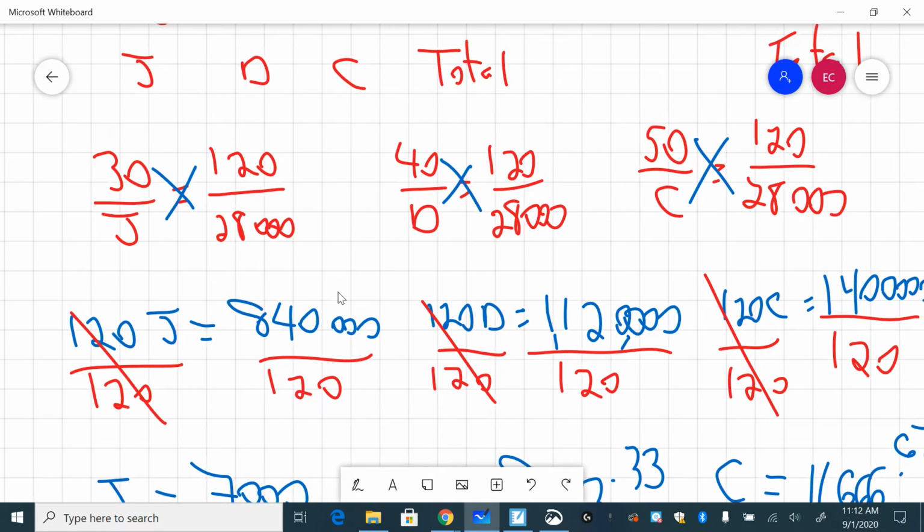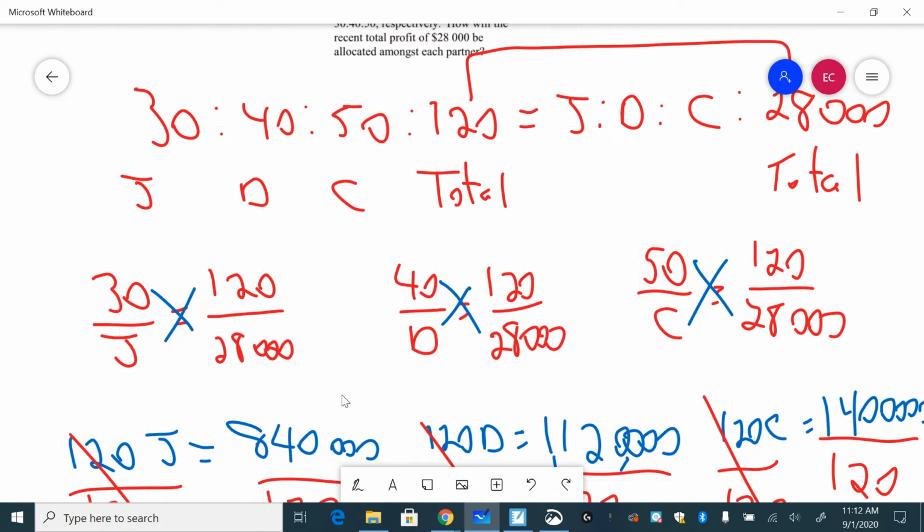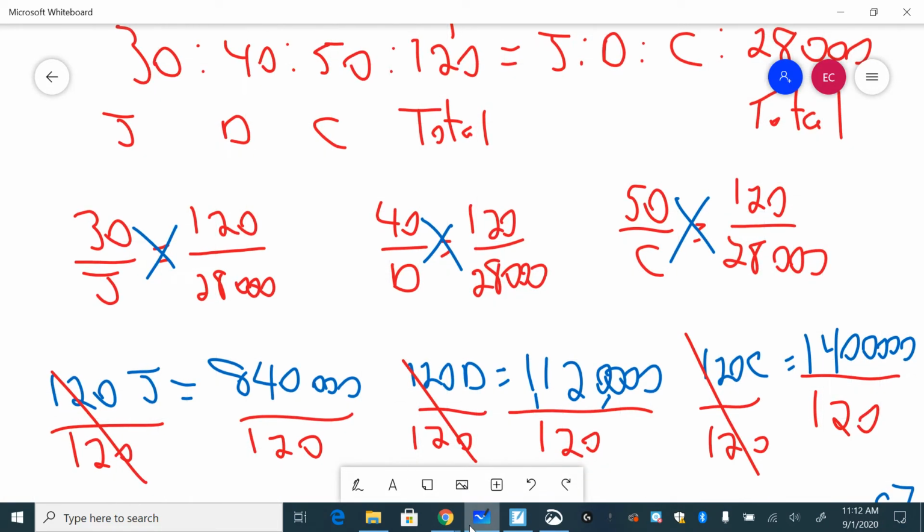Now, if sometimes in other questions you could be off by like a penny or so, that would just be due to rounding. I wouldn't worry about it. And that's it.